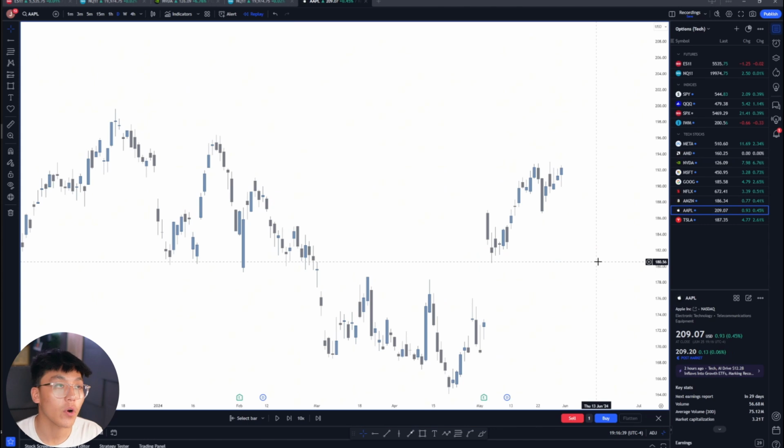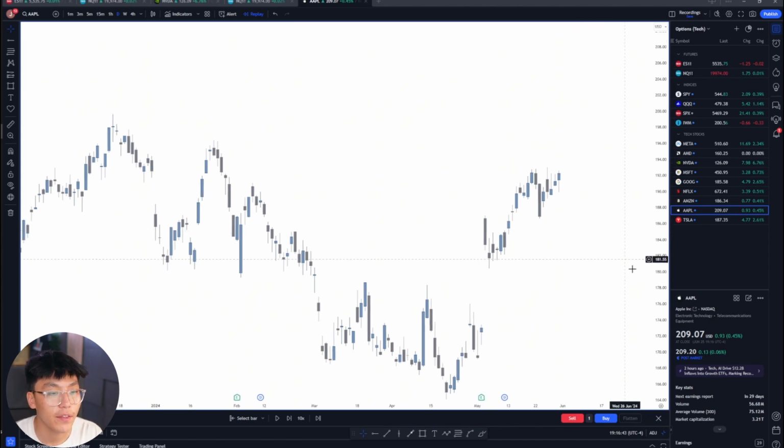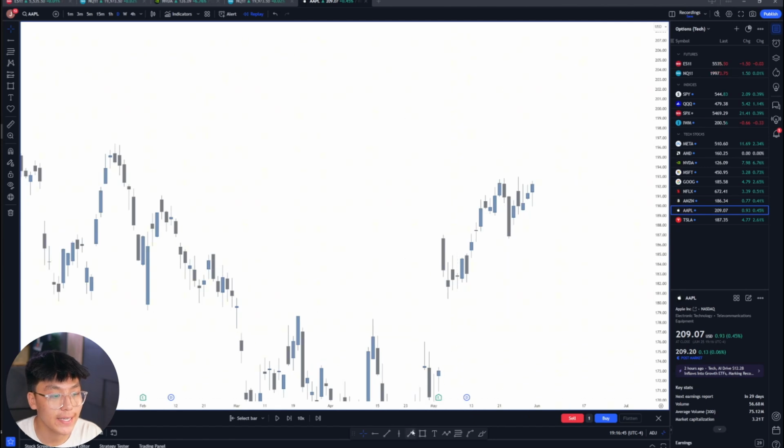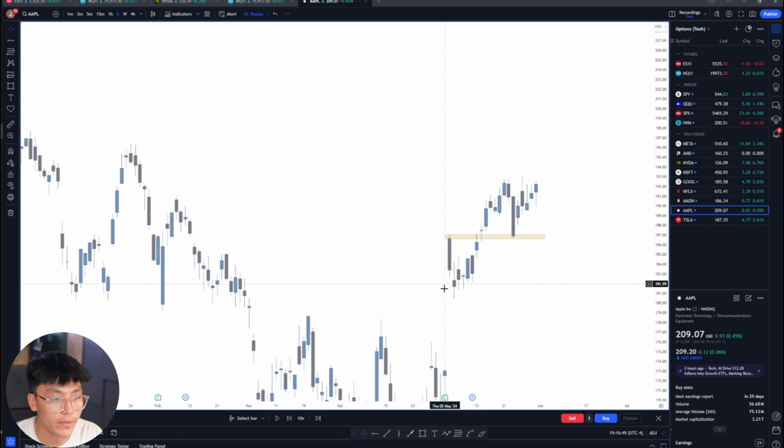Okay, so you can see we're on my first example here, and this is on the Apple daily time frame. And the first thing we're going to be marking out is key levels. So you can see right here on the daily time frame, we're going to be marking out this key level because this was our previous resistance area and now turned into support.